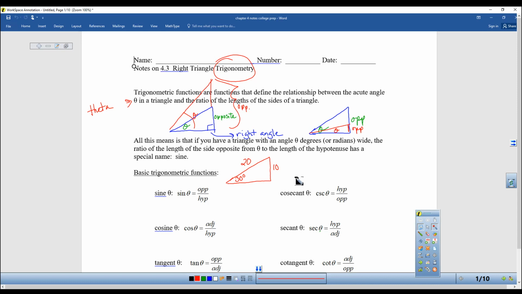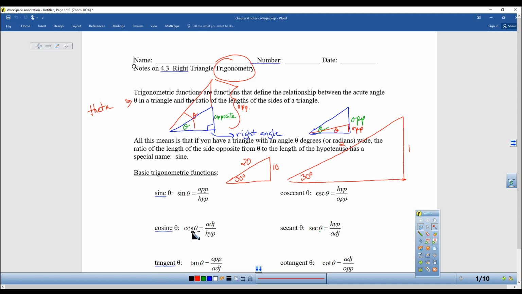If I were to make this really, really, really big 30, I could do that. But these would still have a 1 to 2 ratio. And we call that sine.